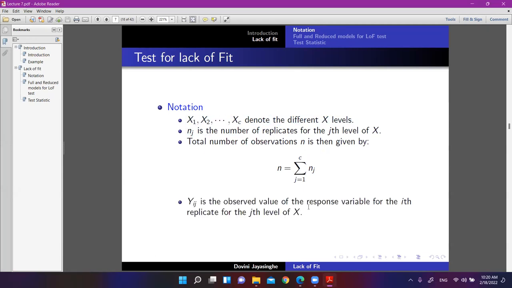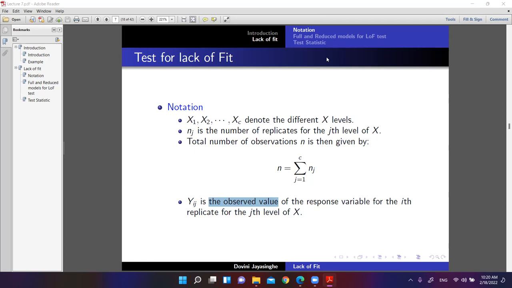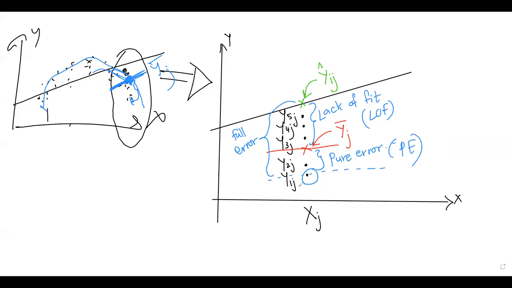And yij is the observed value of the response variable for the ith replicate of the jth level of x. When we consider the jth level of x, there are i number of repetitions. So yij is the observed value, which we checked one at a time, right? Here we considered x1j when i is equal to 1. This is the first replicate, this is the second replicate, and likewise.